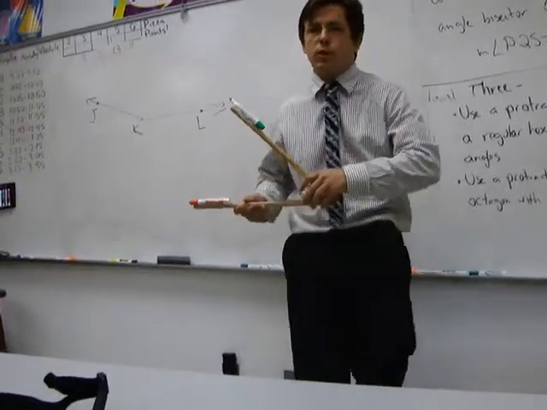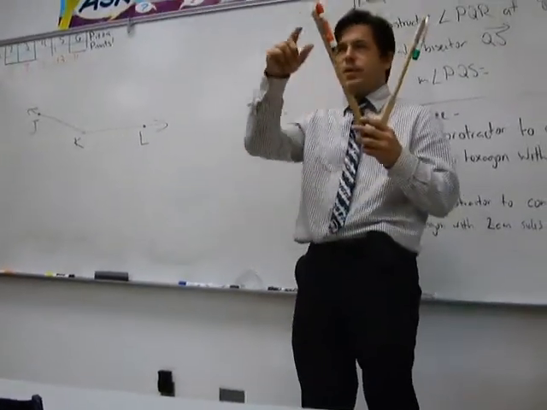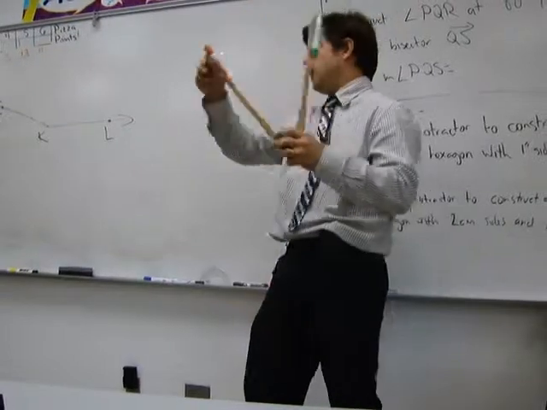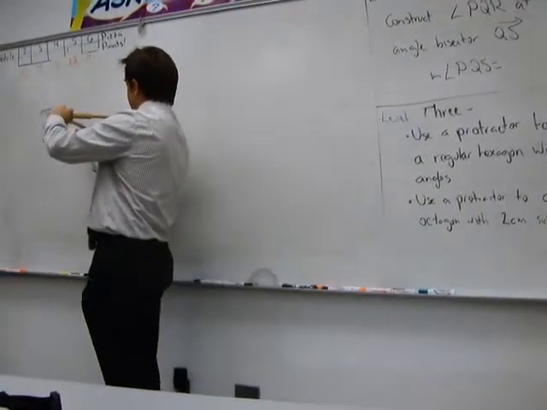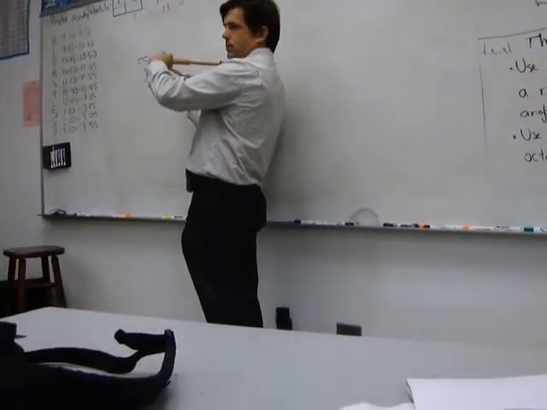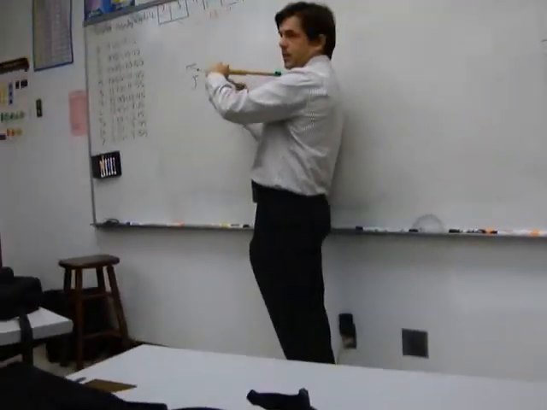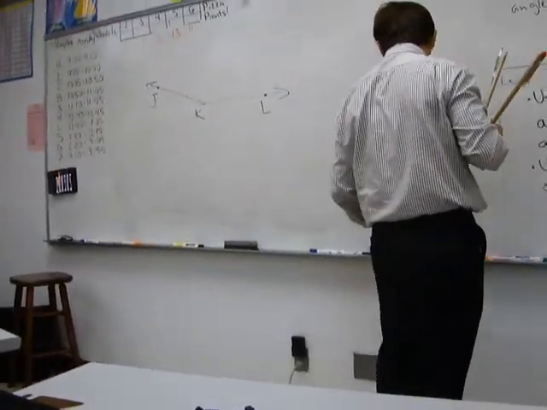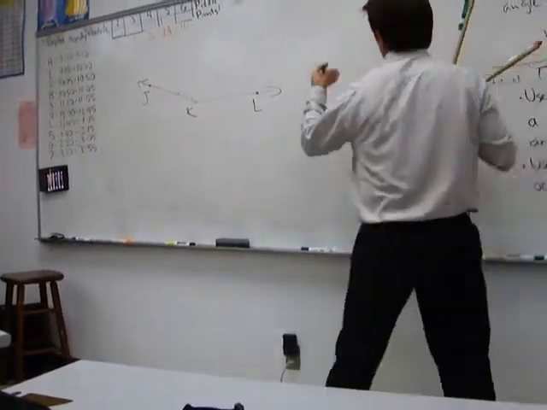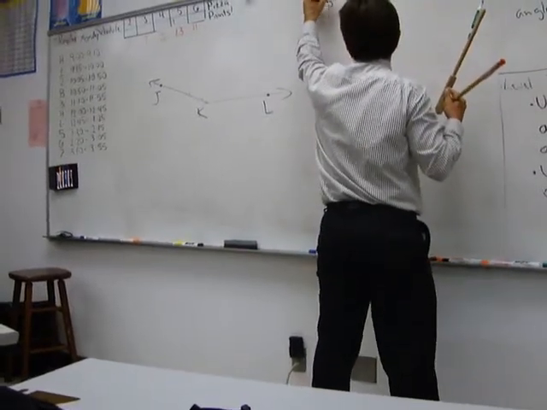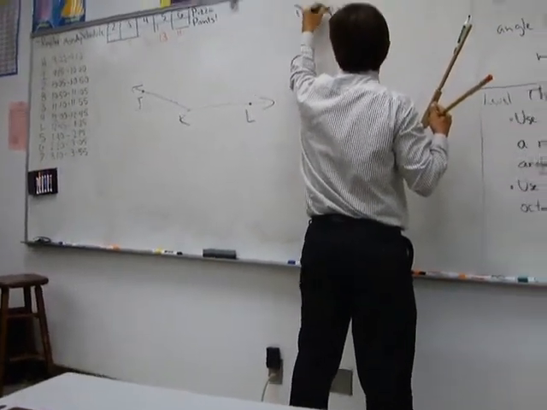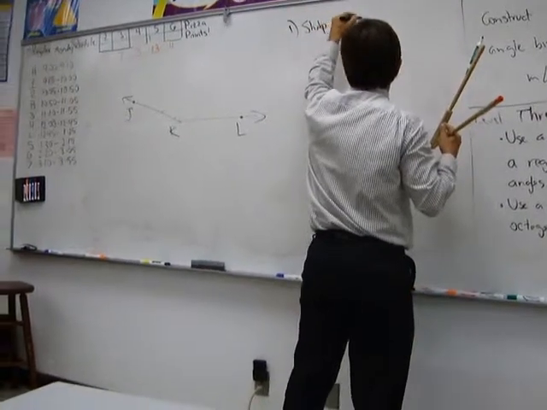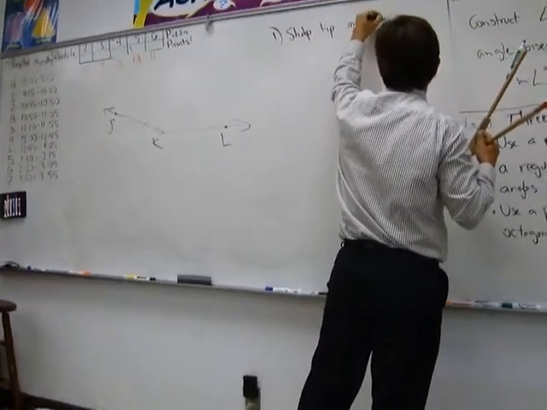Here we're going to construct an angle bisector. The first thing I do is I take the sharp tip of my compass and put it exactly on the vertex of the angle. First step, I put the sharp tip on the vertex. So let's write that down. Step 1, put the sharp tip on vertex.